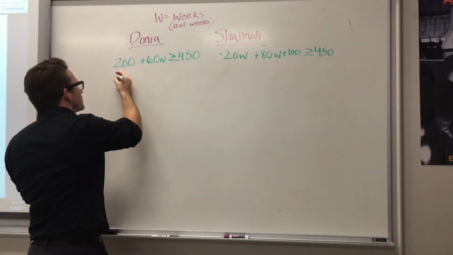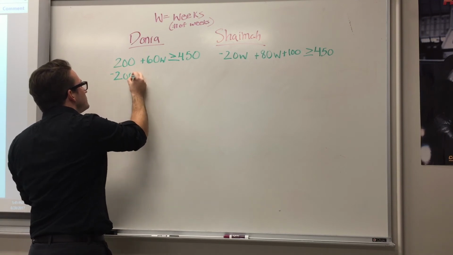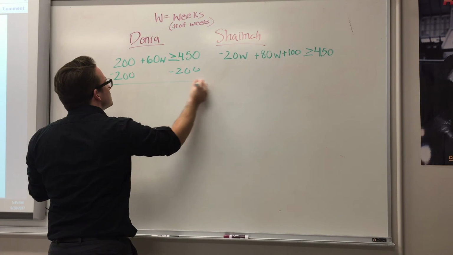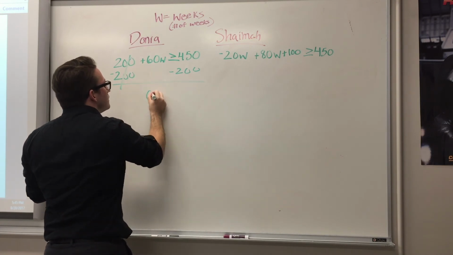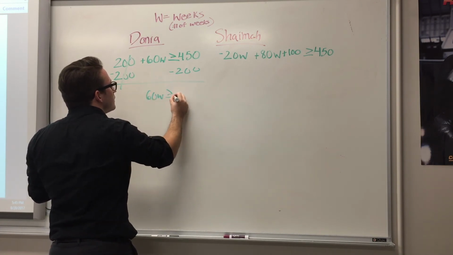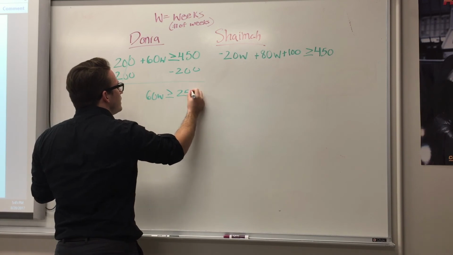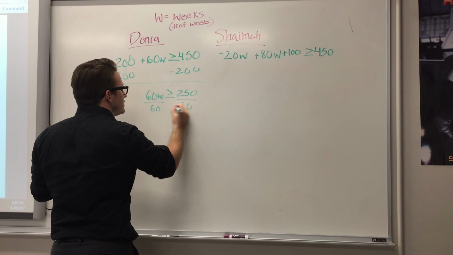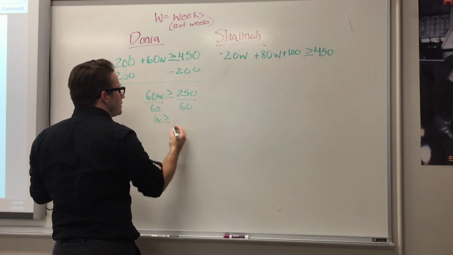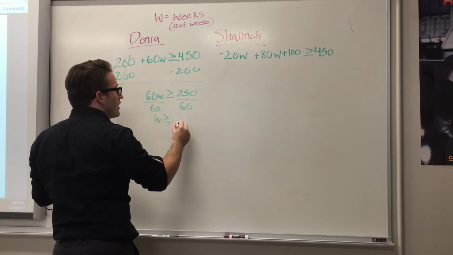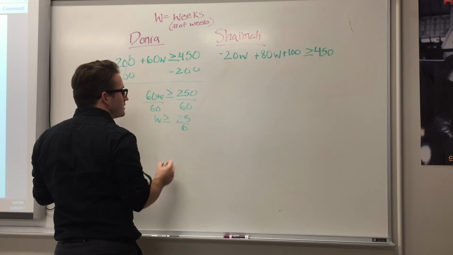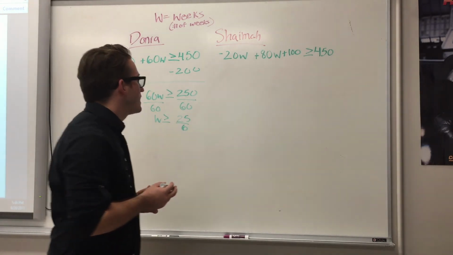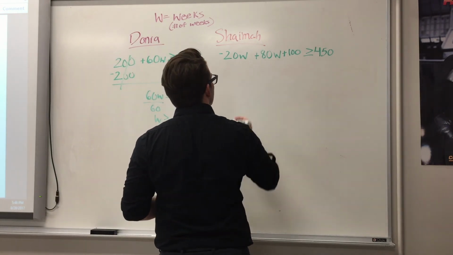So we're going to solve it ourselves. We're going to use inverse operations like we did before in solving equations. So you get 250. You have to divide by 60 on both sides. You get W is greater than or equal to 625 divided by 6. Okay? Now, we're going to talk about that value in a second. We're going to simplify this first.